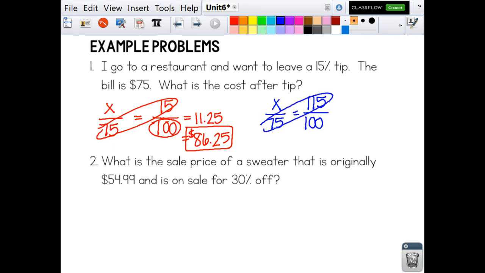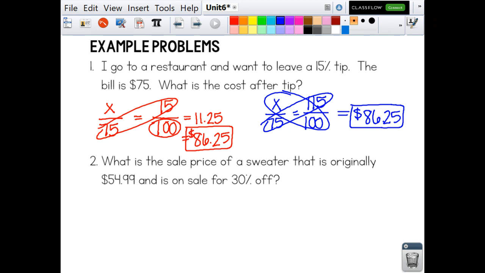So we're still going to cross multiply, but this time after we cross multiply and divide, we're going to get 86.25. So you can figure out whichever way works for you. Both of them are correct. You just need to make sure that you're understanding why they both work.